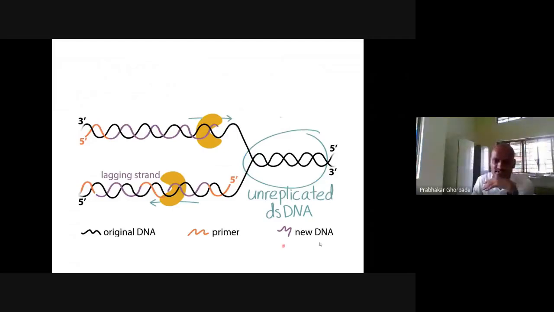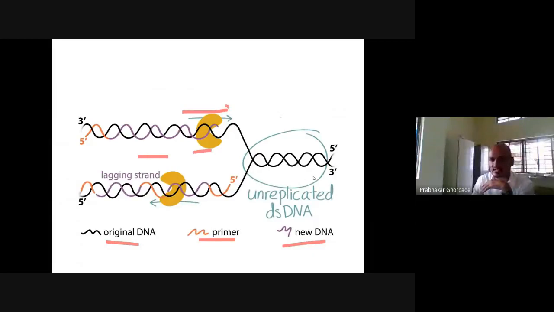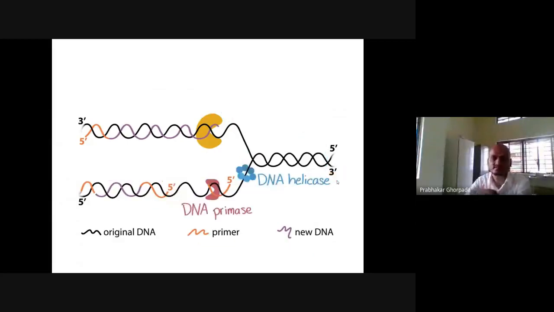So basically, this one is a new DNA. This purple colored DNA is a primer, orange, and this black is the original DNA. So leading strand replication is continuously happening in this one, and lagging strand synthesis is happening in this one. And this one is unreplicated double-stranded DNA. So DNA primase is coming here, and it is adding the RNA primer here. DNA helicase is unwinding this strand. Already we have discussed these things, somewhat in detail.